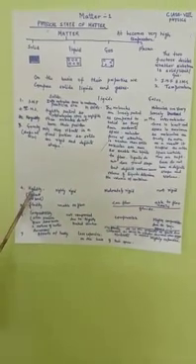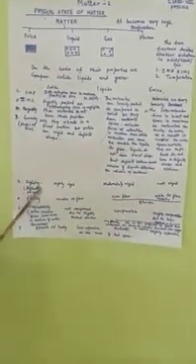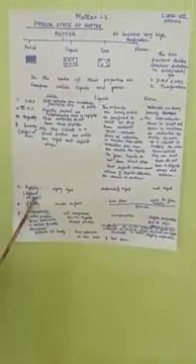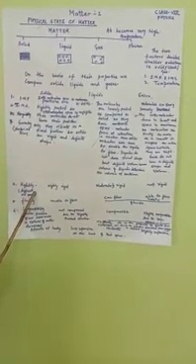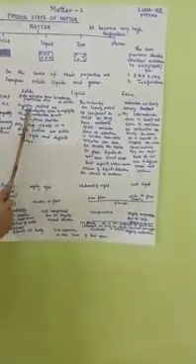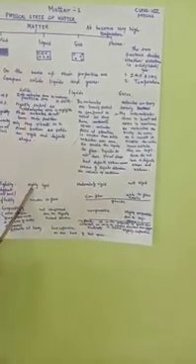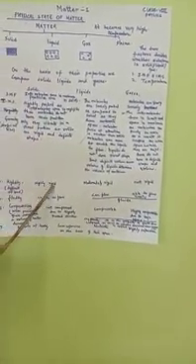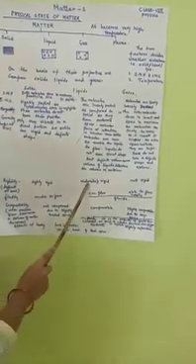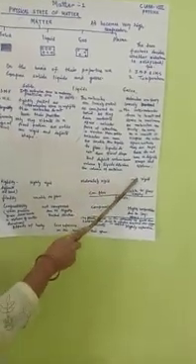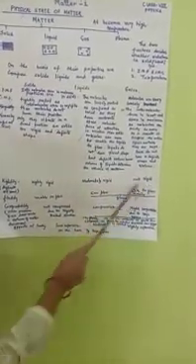Fourth, rigidity. Then what is the meaning of rigidity? The meaning of rigidity is difficult to bend. Solids are highly rigid. Liquids are moderately rigid, and gases are not rigid.